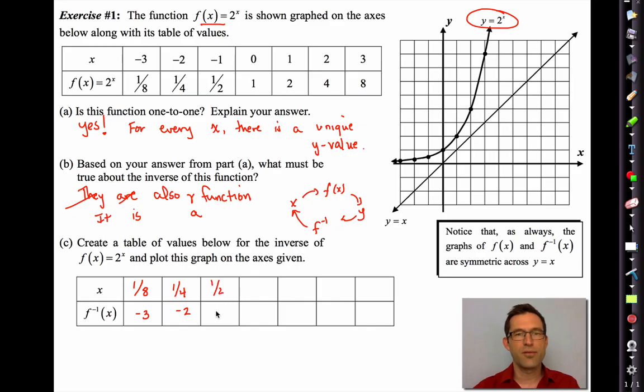When x is 1/2, the output must be -1. When x is 1, the output must be 0. When x is 2, the output must be 1. When x is 4, the output must be 2. When x is 8, the output must be 3. So let's plot it. I know this is going to be a little bit tricky, but if I go to x equals 1/8, y equals -3, we're down there. 1/4, -2. 1/2, -1. 1, 0, 2, 1, 4, 2, and so on.